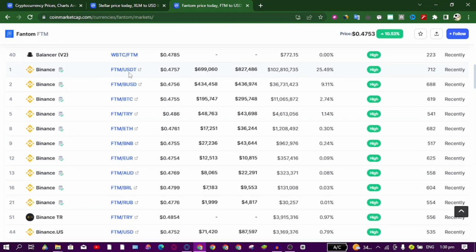With the right strategy and a little bit of luck, you could be on your way to maximizing your profit in the exciting world of crypto trading. Thank you.